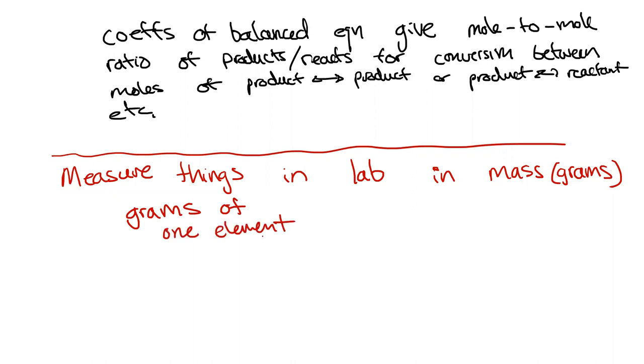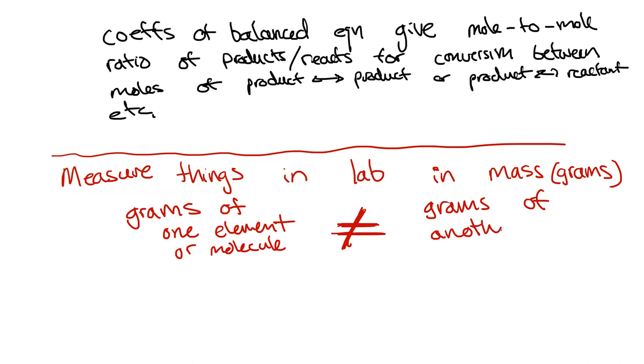But we've already seen that grams of one element or molecule essentially cannot be equal to grams of another element or molecule, et cetera. Like I said, 1 mole of hydrogen atoms is not equal to 1 mole of chlorine atoms. Sorry, 1 gram of chlorine atoms does not contain the same number of particles as 1 gram of hydrogen.